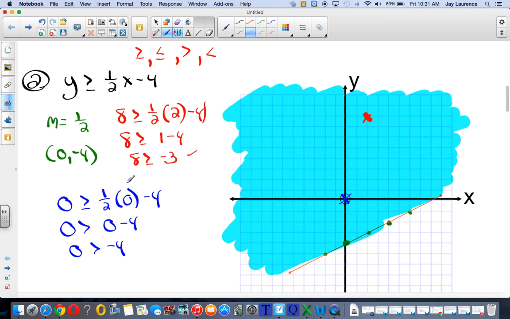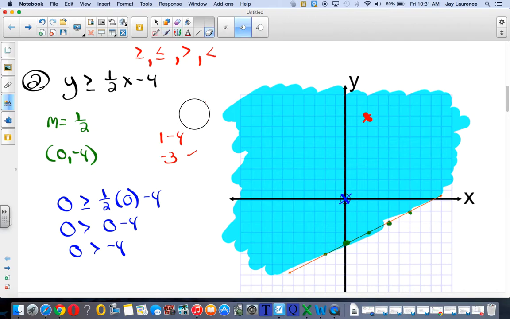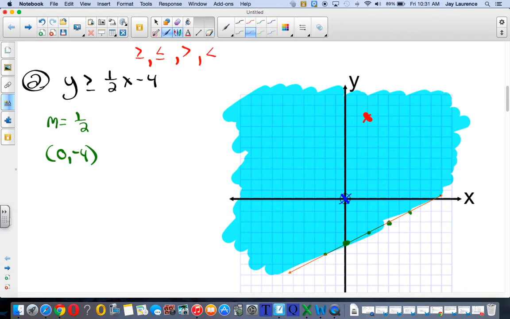Let's pick a point on the other side of the line and see what happens. This time I'm going to pick the point, oh, I don't know, 10, 0. 10, 0 is not in the shaded region. So let's put 0 in for y, and then we'll put 10 in for x.